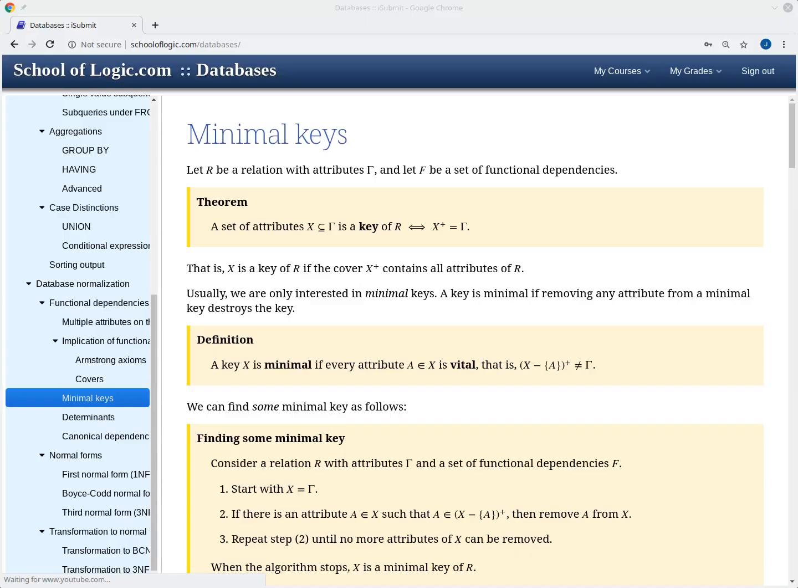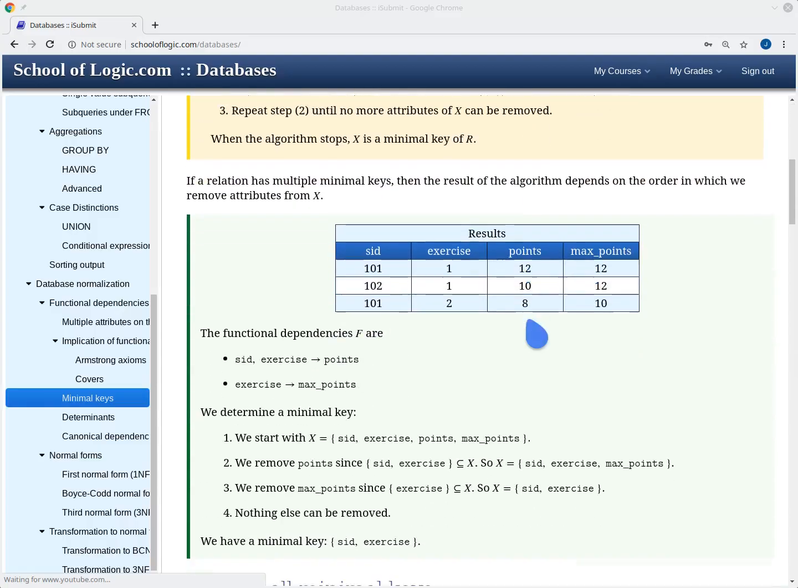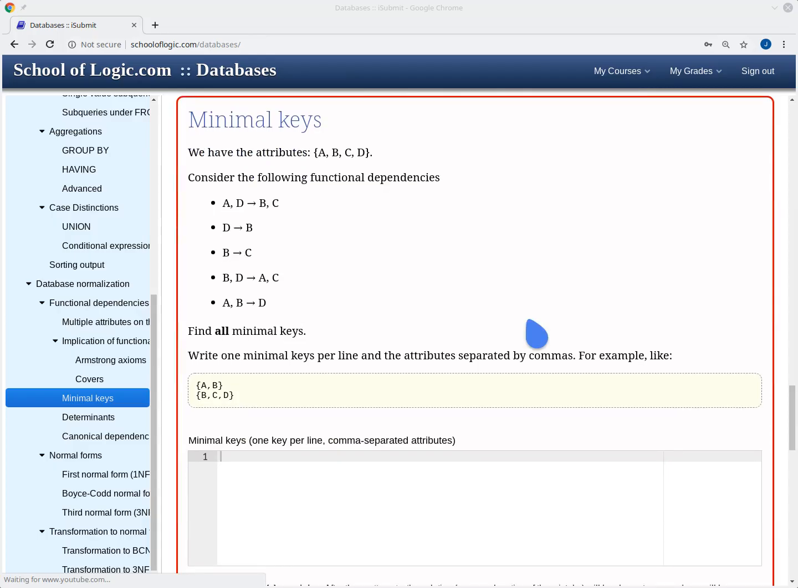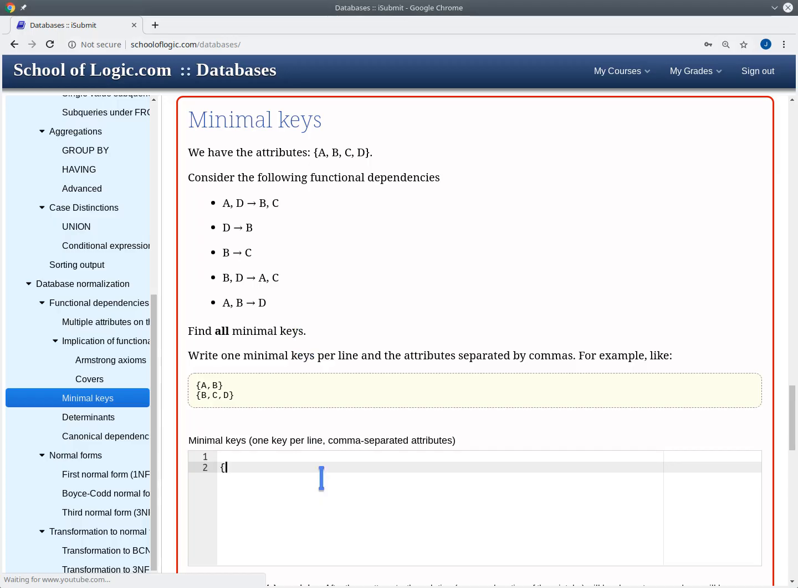Let's practice the computation of minimal keys in the online system. Here we have a task that asks us to compute all minimal keys for a given set of functional dependencies. So let's get started. The first step is that we check for all the attributes that do not appear on the right hand side, and that will be our first candidate key.